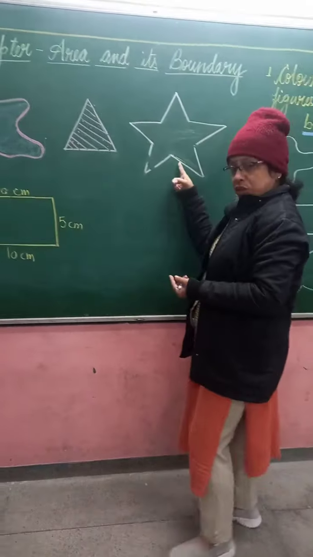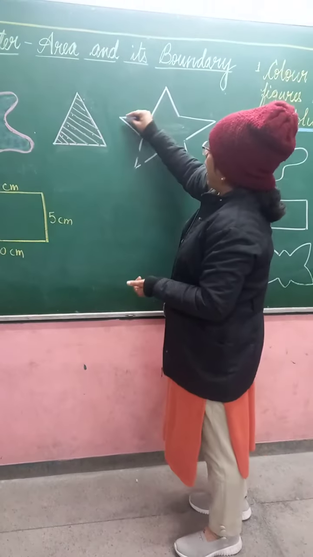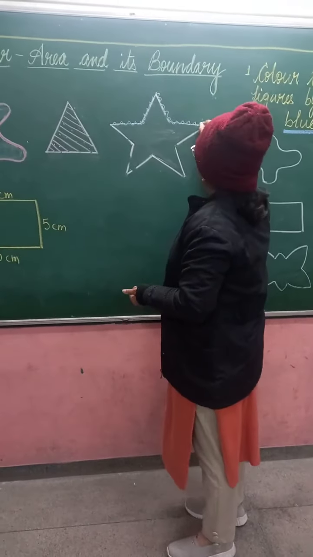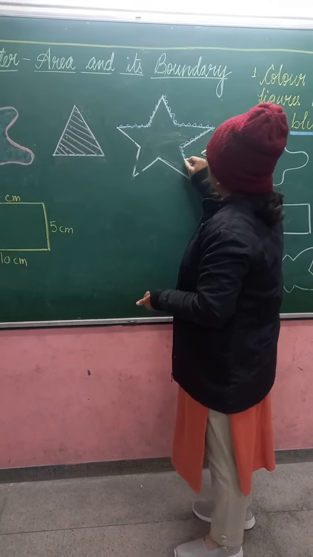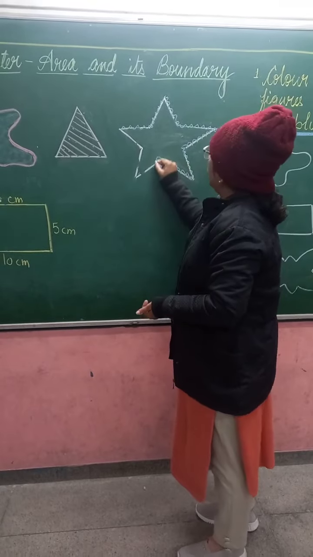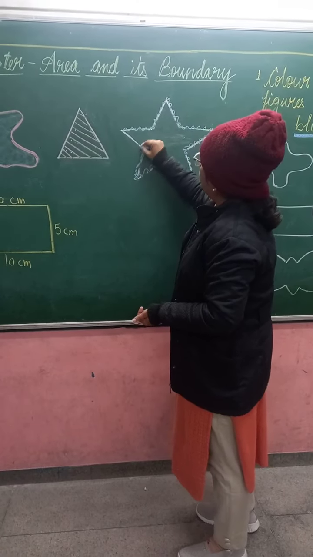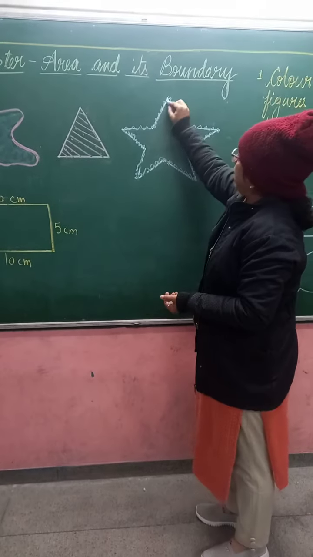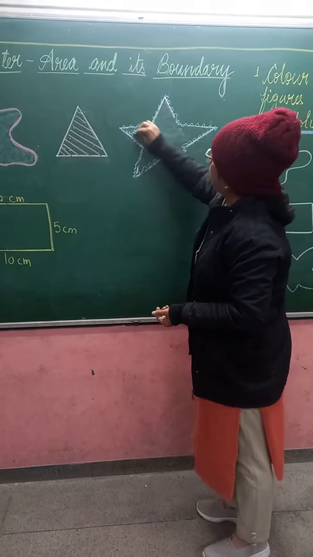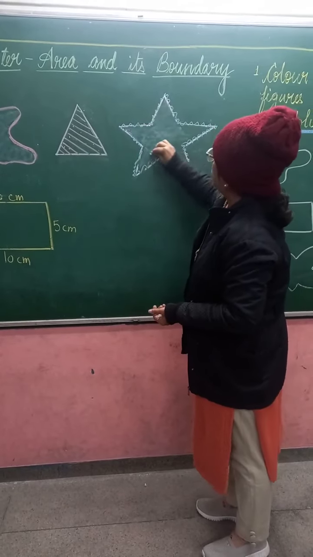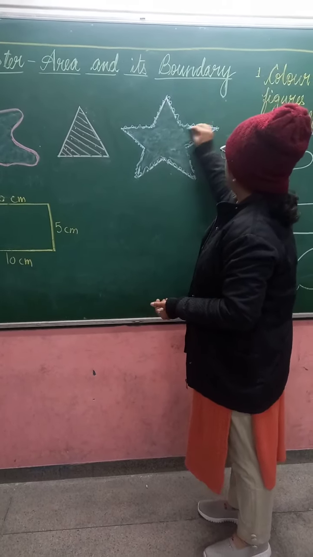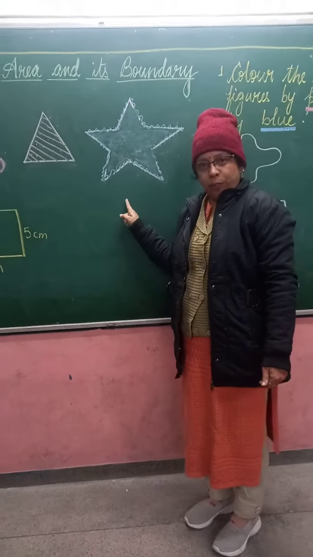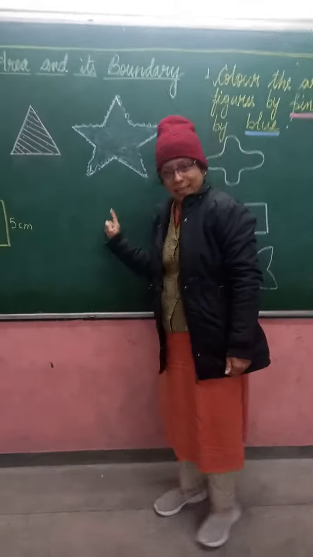In the same way for the star also, if suppose I run a chalk over the lines of this star like this, that means I am running my chalk over the boundary of this star, which is called perimeter. And this internal space which this boundary has enclosed is called the area of this star. So this is what our topic is.